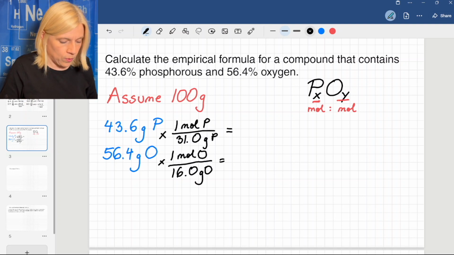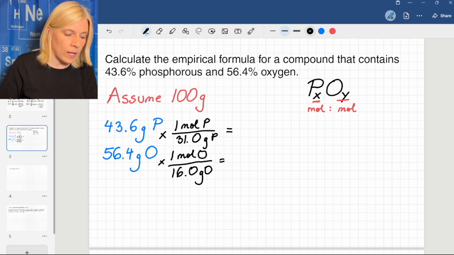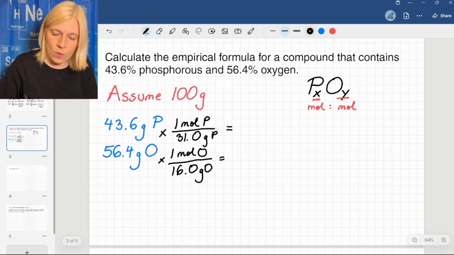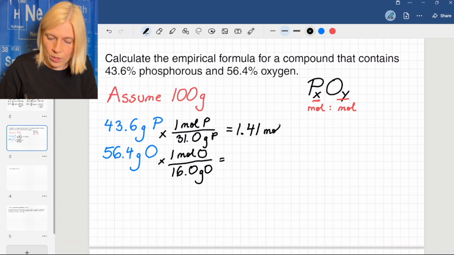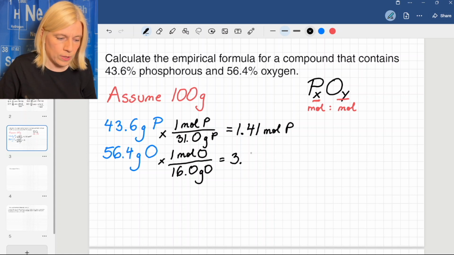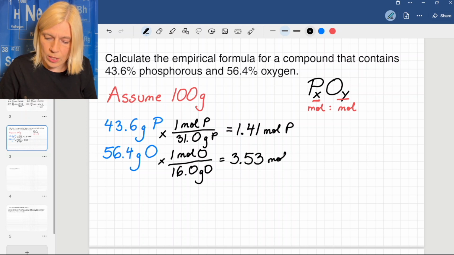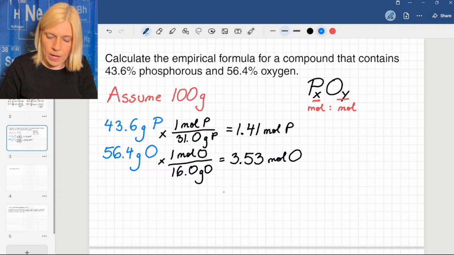So let's do some math. 43.6 divided by 31. Let's keep our sig figs. Remember to keep your sig figs, right? At least 3 right here. So I have 1.41 moles of phosphorus. Okay, same thing for oxygen. Let's figure out how many moles of oxygen I have. I'm going to have 3.53 moles of oxygen. Okay, great. I have my mole to mole ratios now. So I can say, well, here it is.